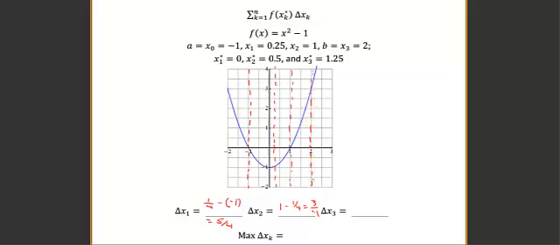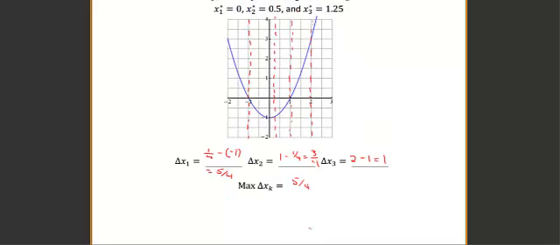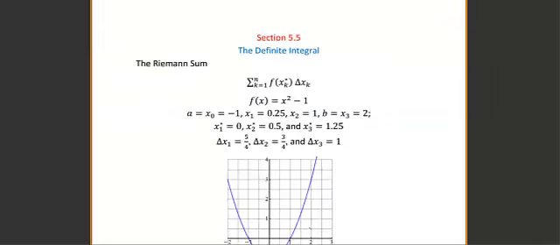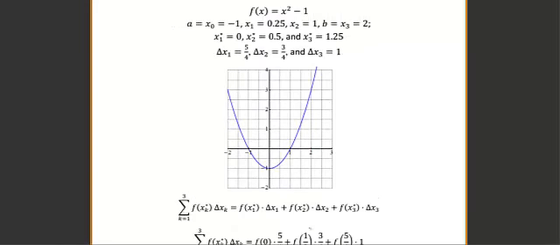So delta x sub 3 goes from 1 to 2, so it's 2 minus 1, which would be 1. Which is the biggest? The maximum of the delta x sub k in this case will be 5/4. You'll see later on why we talk about that maximum delta x sub k.